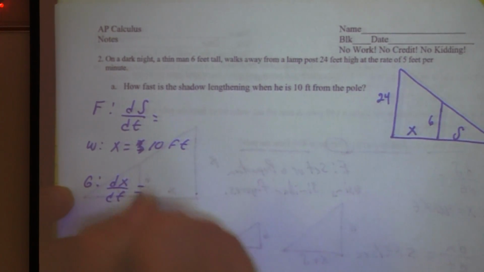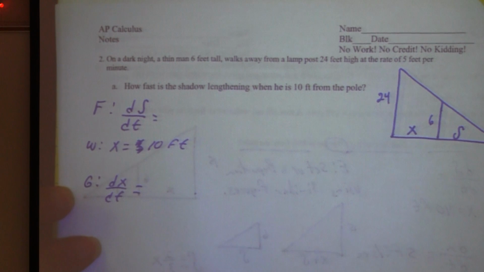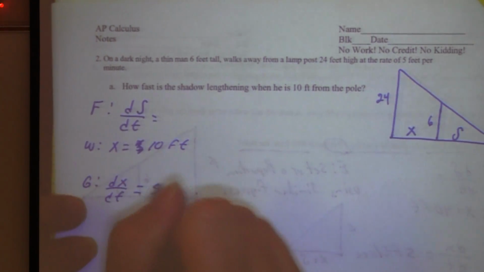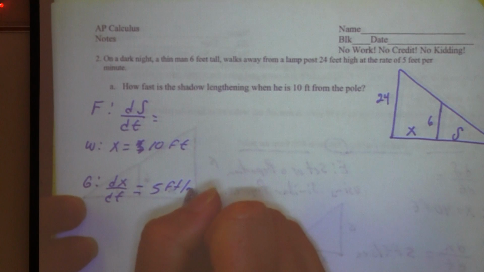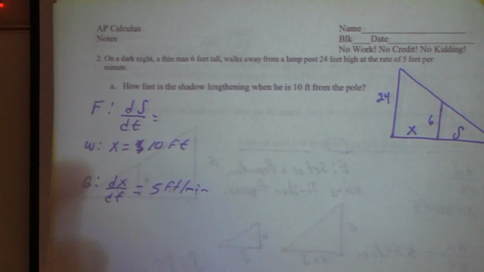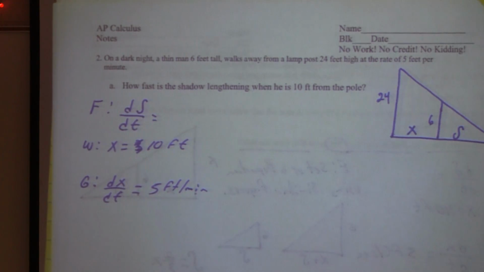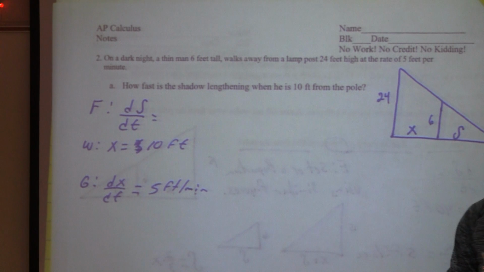dx/dt equals 5 feet per minute. Okay? It doesn't move at all? Really slow? It moves 5 feet every minute, right?